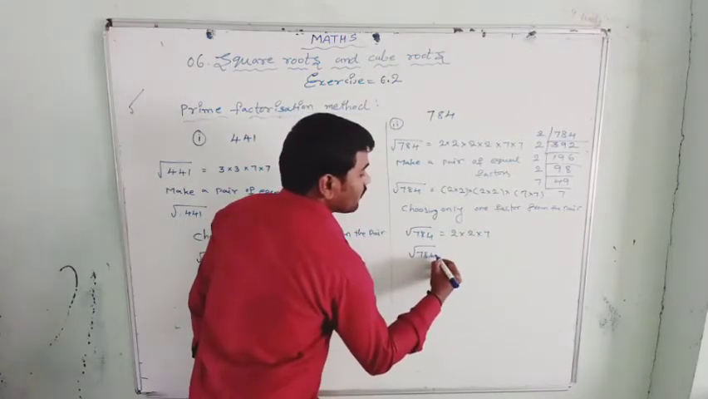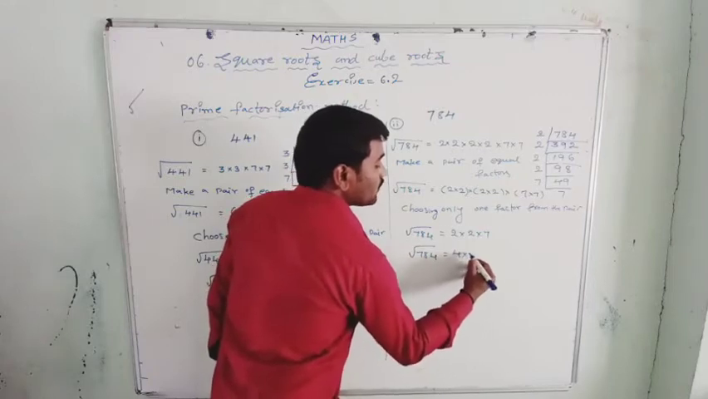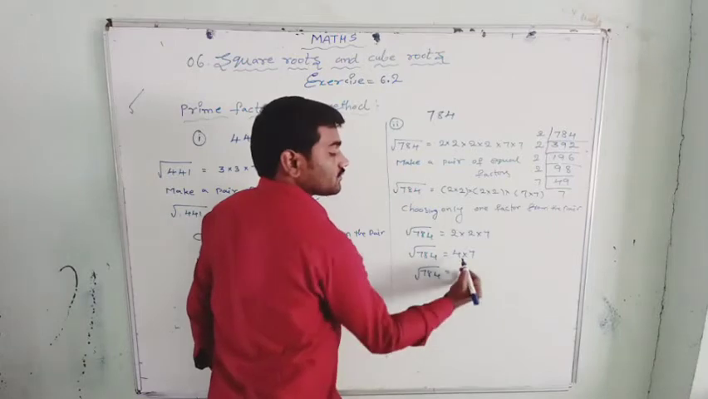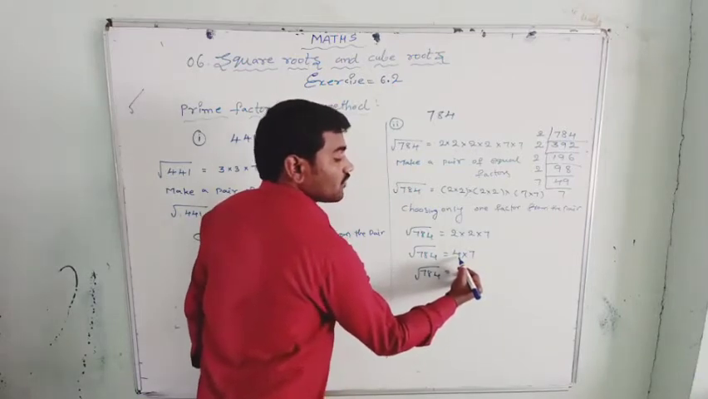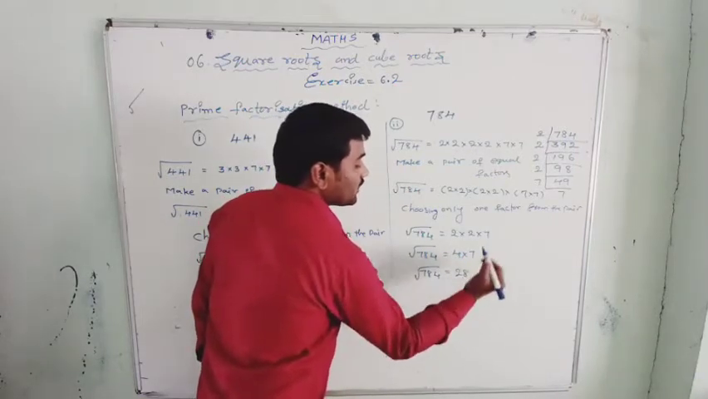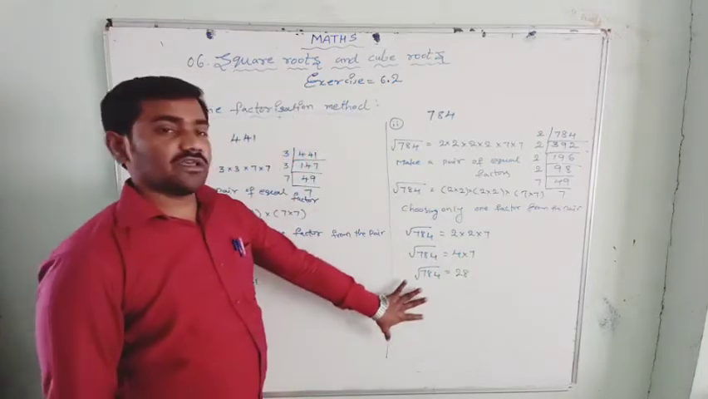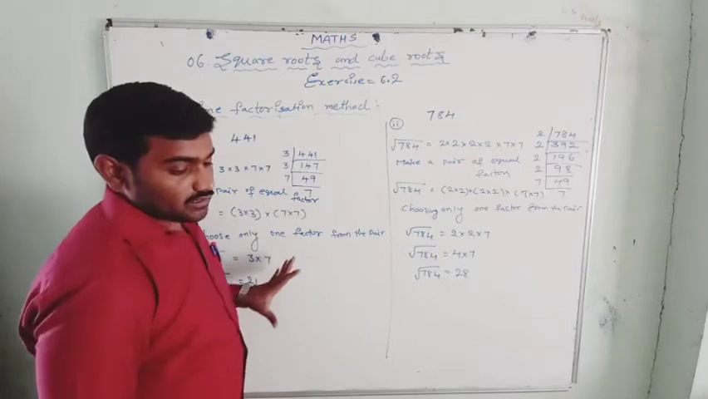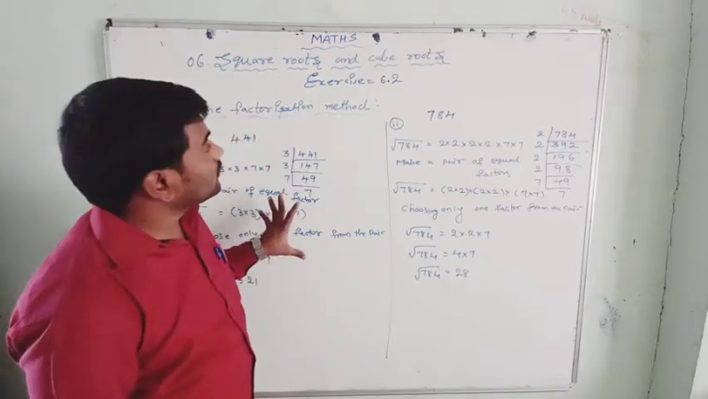Square root of 784 is equal to 2 into 2 into 7, that is, 4 into 7. Square root of 784 is equal to 7 fours, or 4 sevens, are 28. This will be the answer. Okay, then I think you can do the remaining bits again.